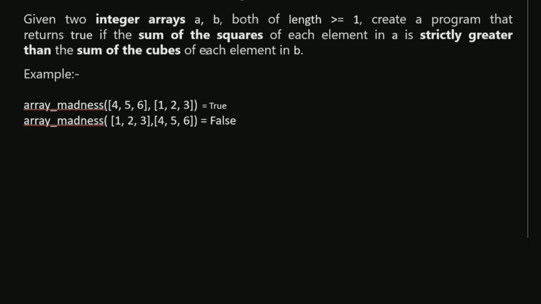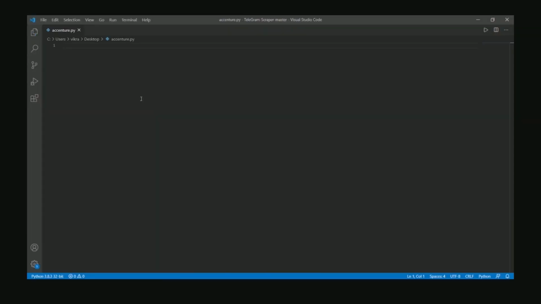Now in the second example, the same elements are passed, but this time 1 2 3 are passed as array A, and 4 5 6 are passed as array B. So the sum of array A is now 36, and the sum of array B is 57. So is 36 greater than 57? No, it's not. So we are returning false.